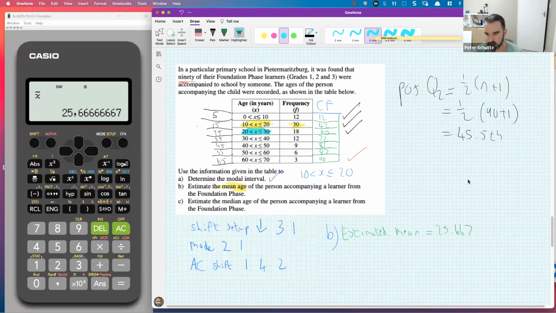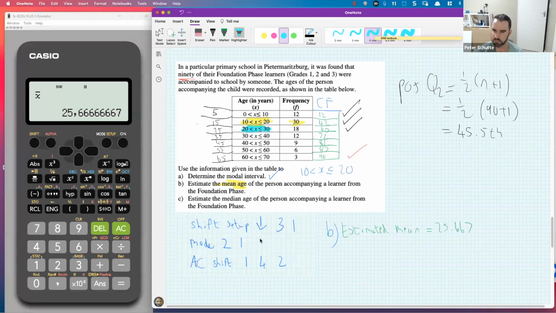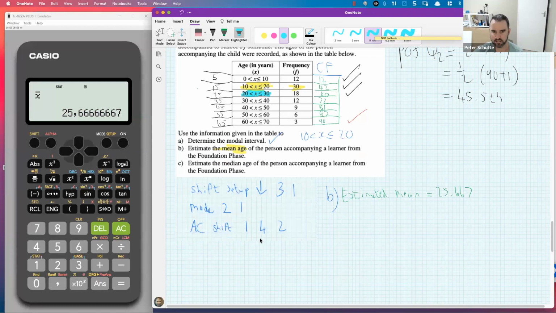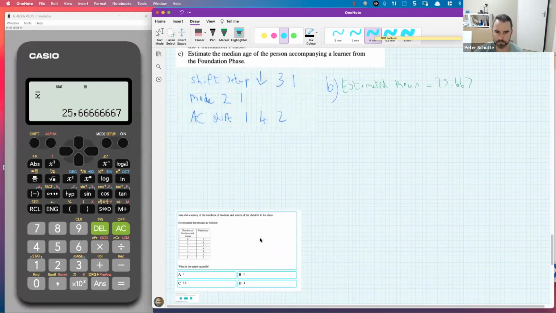How many marks does stats count for in the exams? Different schools do it slightly differently, but I actually have the breakdown. Maybe remind me at the beginning of the next lesson. I think it's about 30 marks out of 150, so about 20% of paper two off the top of my head. That's what I would say.